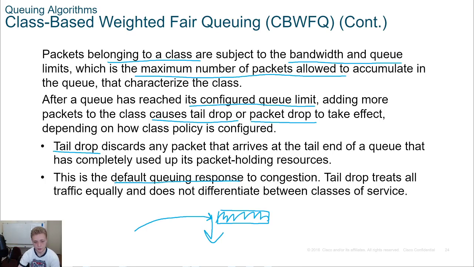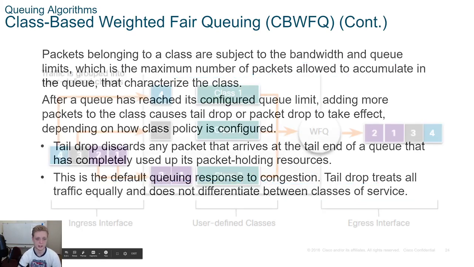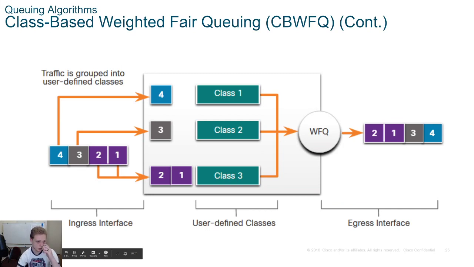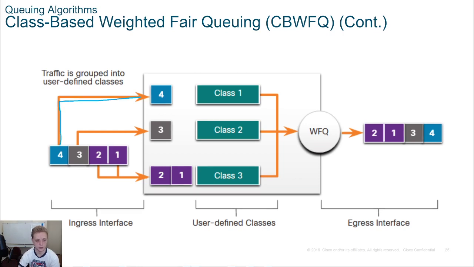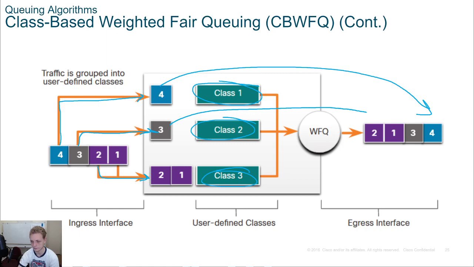So this is the default queuing response to congestion. Tail drop treats all traffic equally and does not differentiate between classes of service because it's already been classified, right? So we've already picked the queue it's supposed to go into, and that queue is full, so it gets dropped. So we have these user-defined classes instead of standardized classes. So maybe we'll have class number 4 go into our highest priority queue, class number 3 goes into our second priority queue, and 2 and 1 both go into our third priority queue. And then we will reorder them accordingly, right? By the queue that they're in.